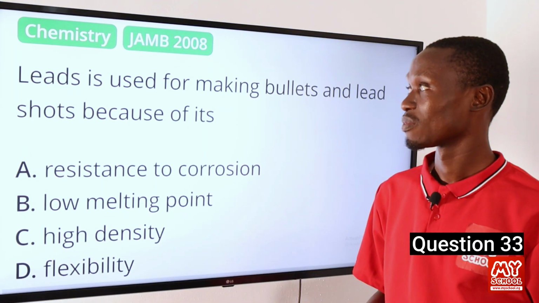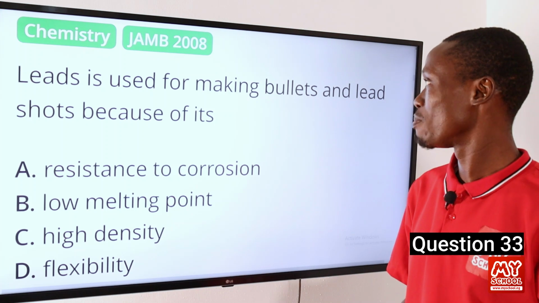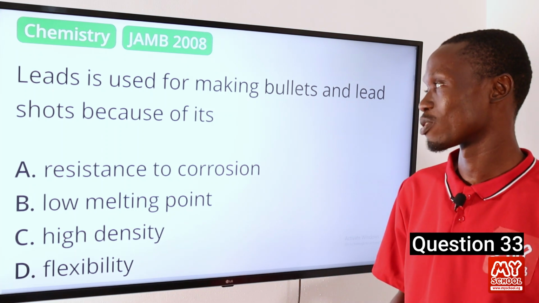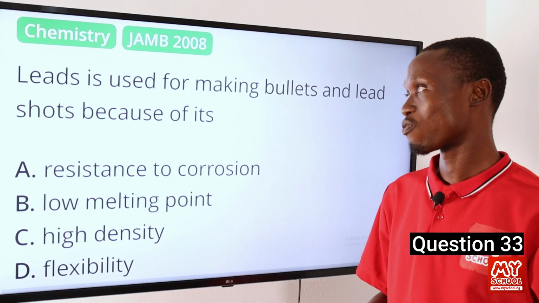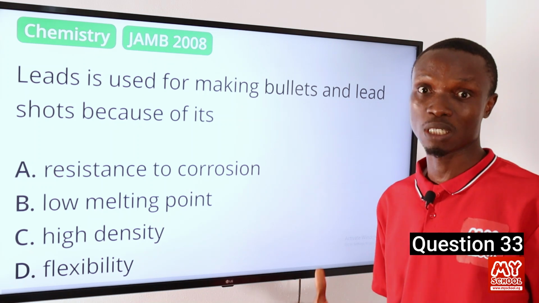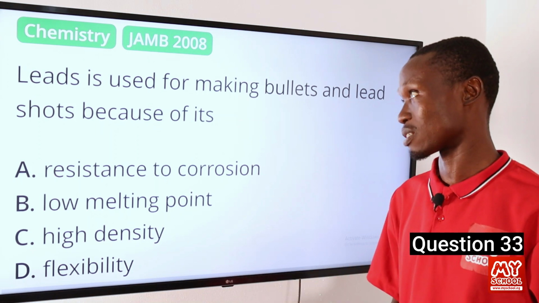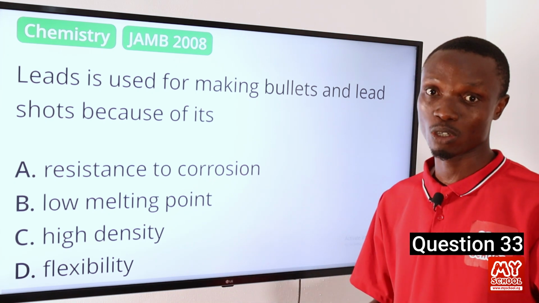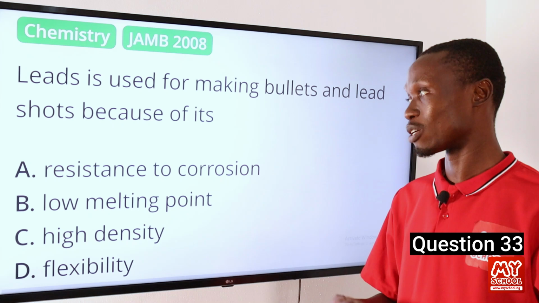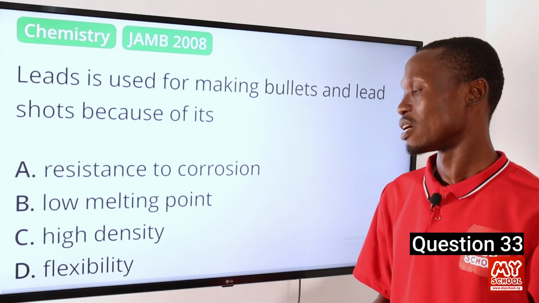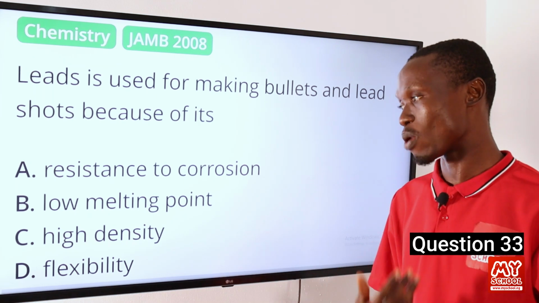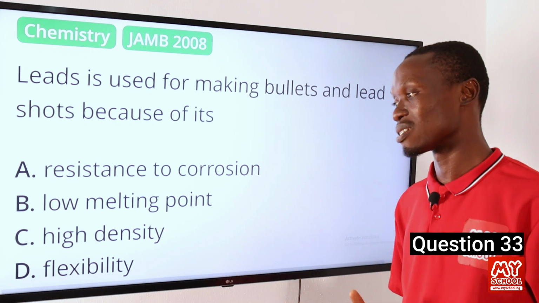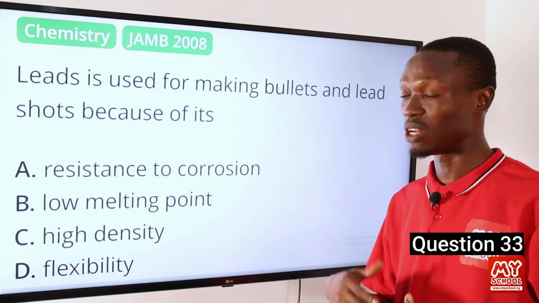Question 33. Lead is used for making bullets and lead shots because of its dash. For a bullet, you are trying to create something that can penetrate into other substances. Option A, resistance to corrosion. I think you don't need corrosion there. Whether it's going to rust or not, I think you don't need that. Then option B, low melting point. Option C, we have high density. And option D, we have flexibility.